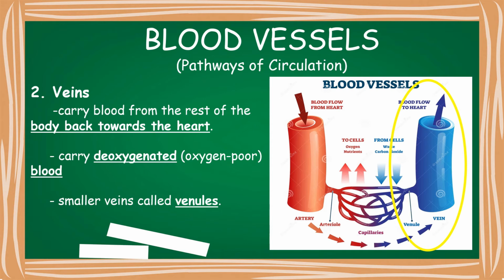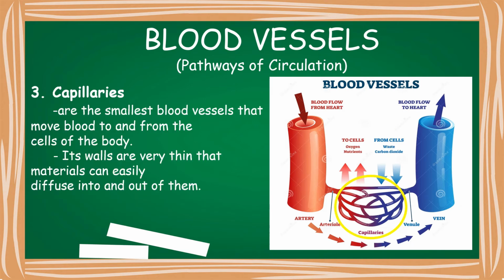Then the smallest type of blood vessels that we have is what we call the capillaries. They are the smallest blood vessels that move blood to and from the cells of the body. Their walls are very thin so that materials can easily diffuse into and out of them.